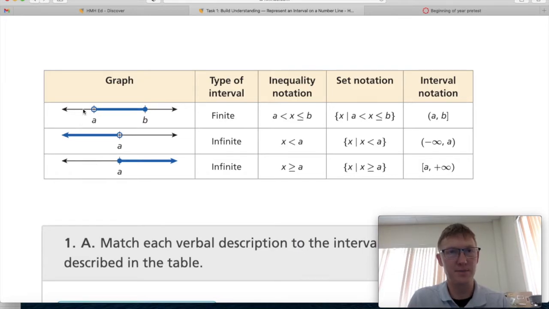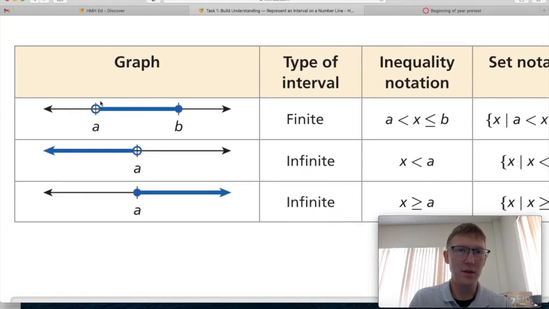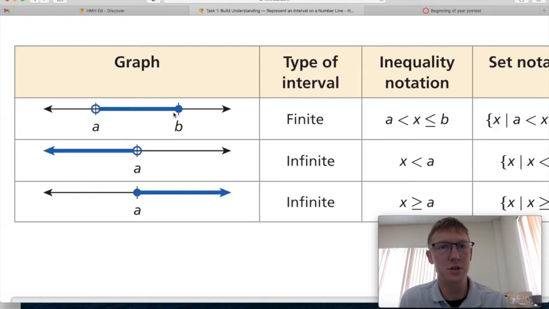Notice that there are these open circles and closed circles. Again, I'm hoping that this is a review and that you've seen this before. Pictorially speaking, when you have a closed circle, this is the interval from A to B and it includes B. And the open circle, it is the interval from A to B, but does not include A.